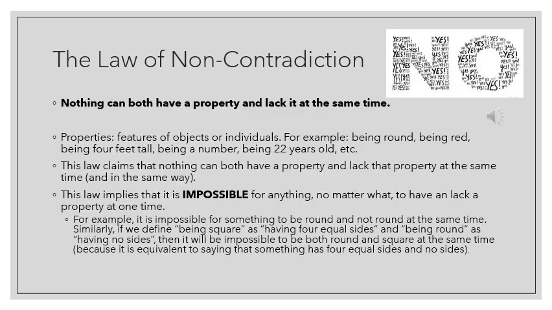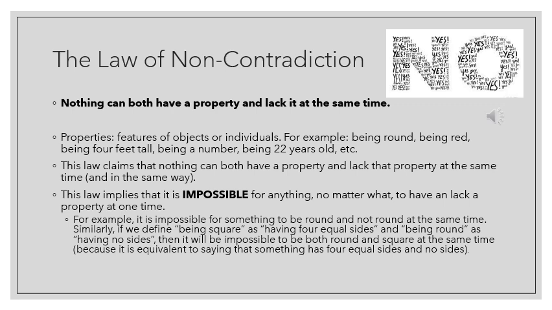Let's begin by talking about the law of non-contradiction, which says that nothing can both have a property and lack that same property at the same time. Now, of course, first let's explain what a property is. Properties are basically just the features of objects or individuals. For example, there's the property of being round, of being red, of being 4 foot tall, of being a number, being 22 years old, etc. Any way that something can be is a property of that thing. Now, the law of non-contradiction claims that nothing can both have a property and lack the same property at the same time, in the same way.